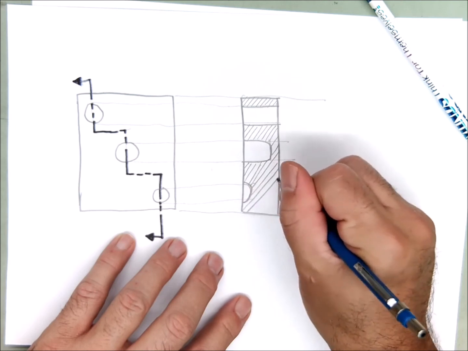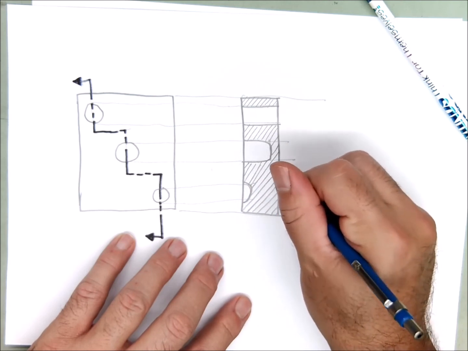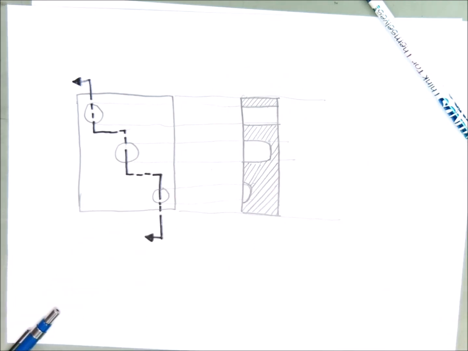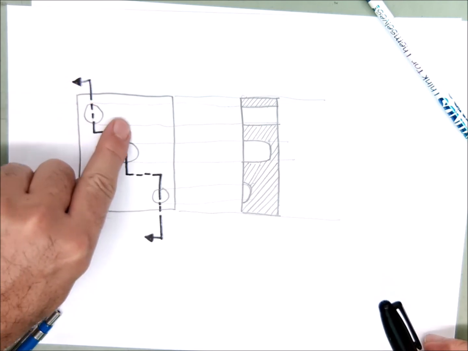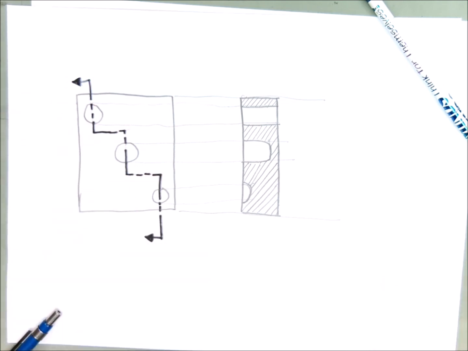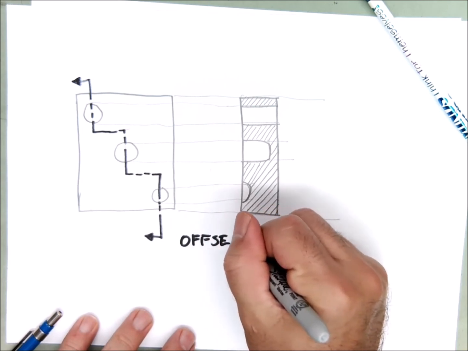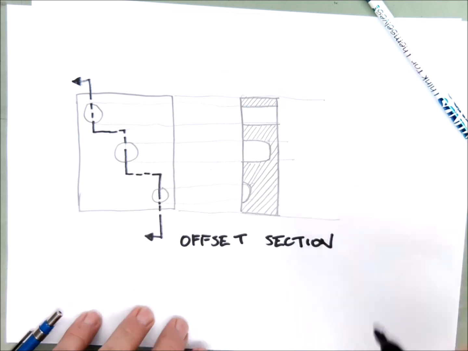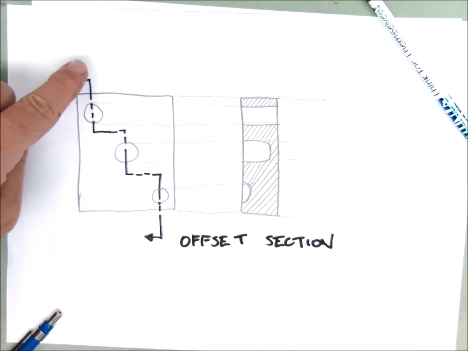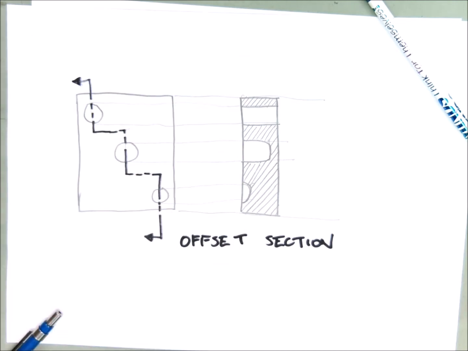Okay, and these things are called offset sections. Offset section. And it's because the cutting plane isn't straight, it offsets through each of the features we want to hit. So this is an offset section. Okay, and since there's only 1 cutting plane and 1 section view, we don't have to letter them. Just overall a win for everybody.